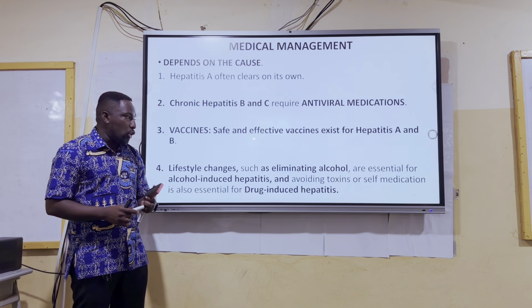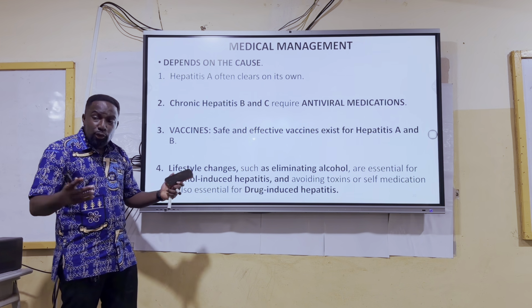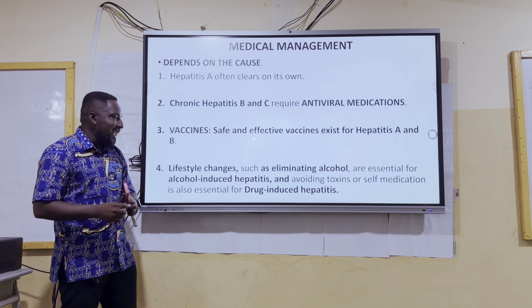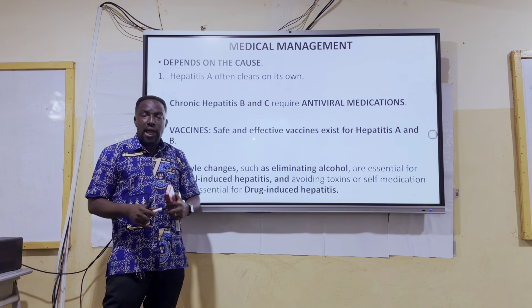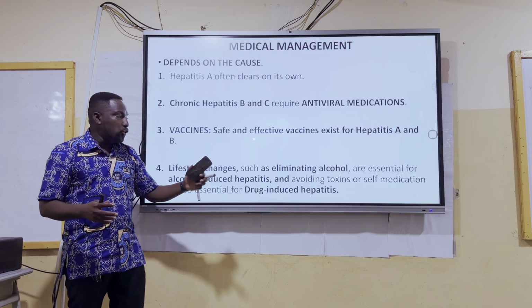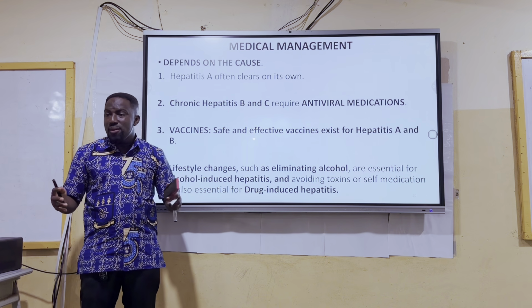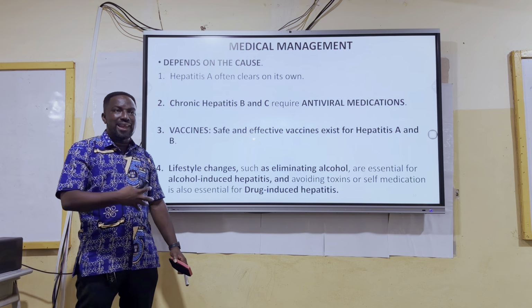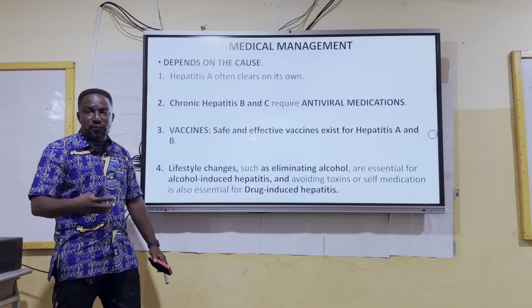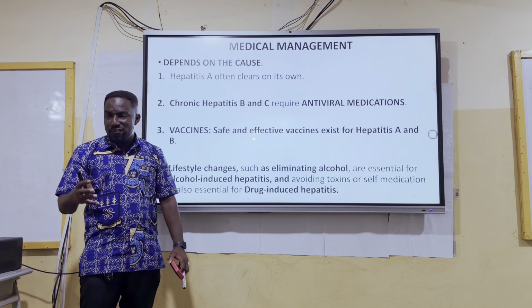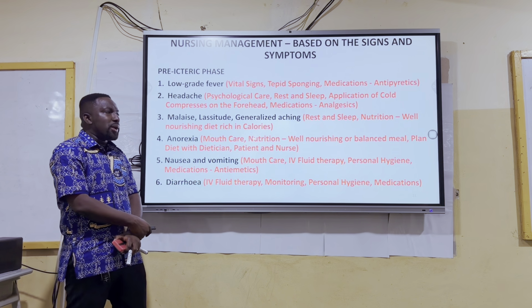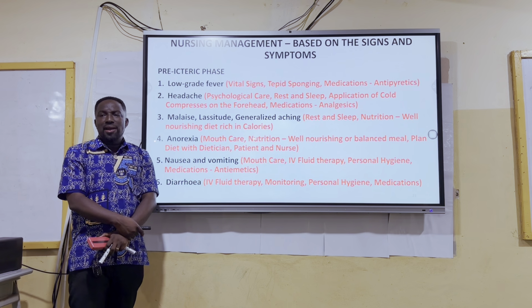Stop alcohol consumption or reduce excessive alcohol consumption. And then in the case of drug-induced hepatitis, we will need to what? Avoid certain toxins or avoid self-medication, so that we will not take a medication whose adverse effect will go and cause an inflammation of what? The liver.